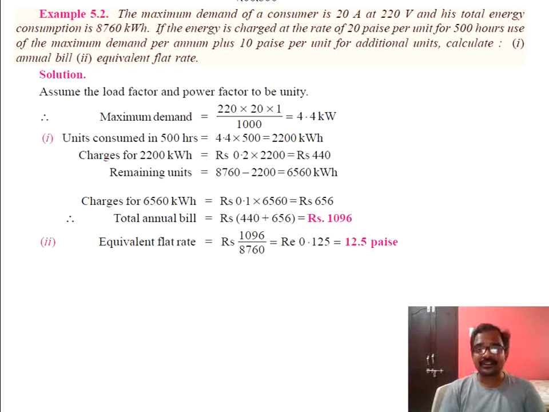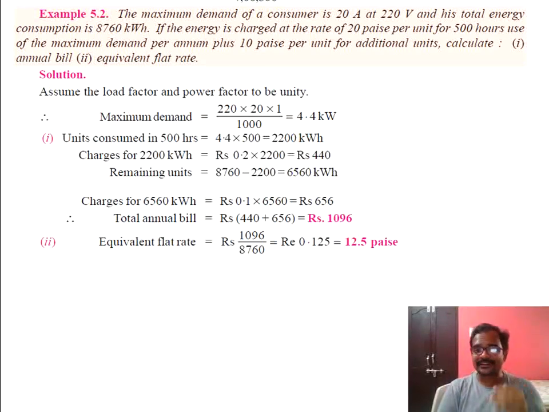How many units are remaining? The total units consumed are 8760 kilowatt hour, as mentioned in the problem. So 8760 minus 2200 will be 6560 kilowatt hour, the remaining units. For the remaining units, the charge is 10 paise, that is 0.1 rupees. Therefore 0.1 into 6560 will be 656 rupees. Therefore the total annual bill will be 440 rupees plus 656 rupees, which will be 1096 rupees.